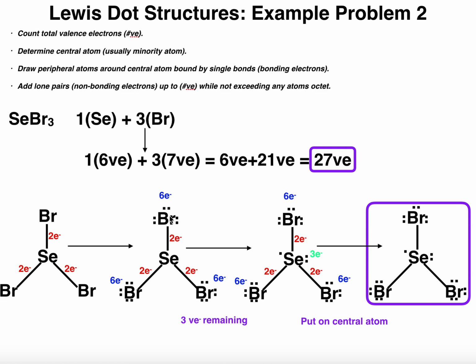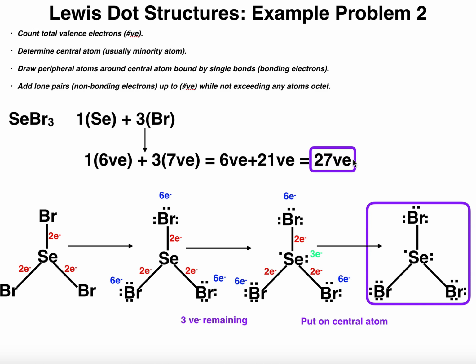Now, we've got a problem, because I've already exhausted all of these steps. I've added all these non-bonding electrons around all the bromines, and I've accounted for all my bonds, so 6 electrons there, but I'm not at 27 yet. I'm only at 24. That means I have 3 valence electrons remaining. So what to do with those? Well, the general rule of thumb is you just put them on the central atom. So I've got to put 3 electrons now on this central atom. And so I've got 1, 2, 3, and if I count that from 24, 25, 26, 27.